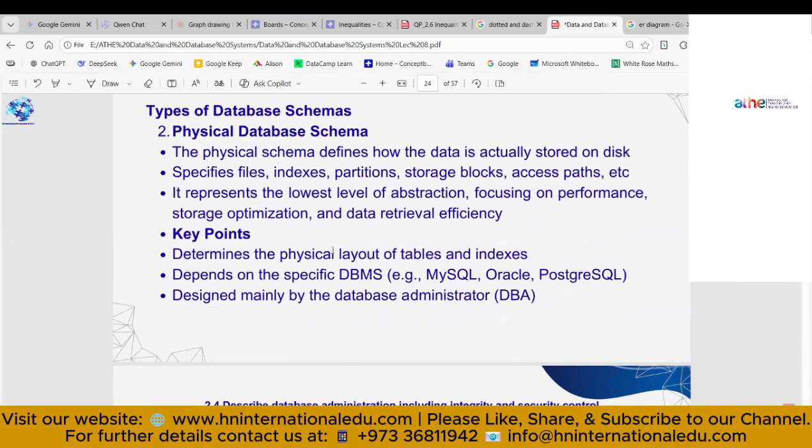Next, we have the physical database schema. The physical schema defines how the data is actually stored on the disk. It specifies files, indexes, partitions, storage blocks, access paths, all of that. It represents the lowest level of abstraction, focusing on performance, storage optimization, and data retrieval efficiency.